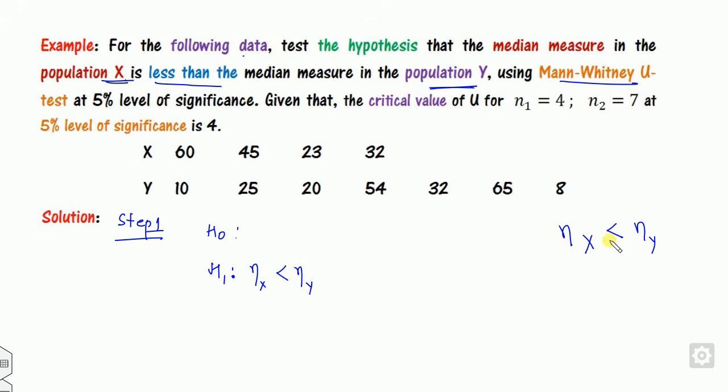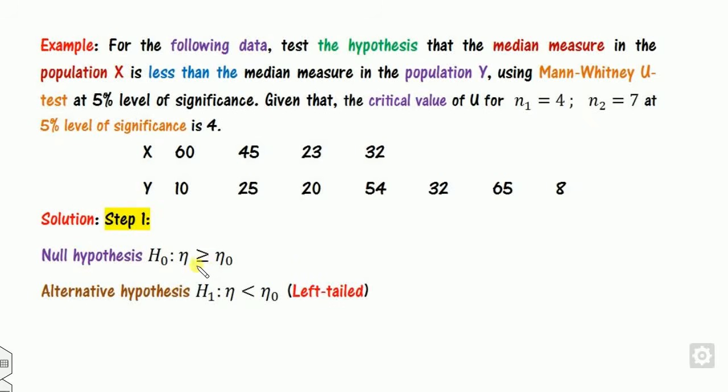Remember that if the equality sign is included, then it is H0, otherwise it is always H1. So the opposite of this is H0. This is my H0 and H1, that's step number 1. You can define x and y, with eta for x and eta 0 for y. This is for the left tail, so it is a one tail test.